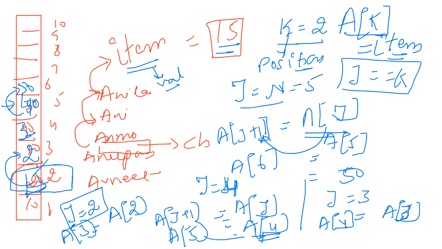And what is the next step? Earlier we were having 5 elements. N was equal to 5. Now n will be increased to 5 plus 1. New element has been added. So n has become 6. Am I clear?